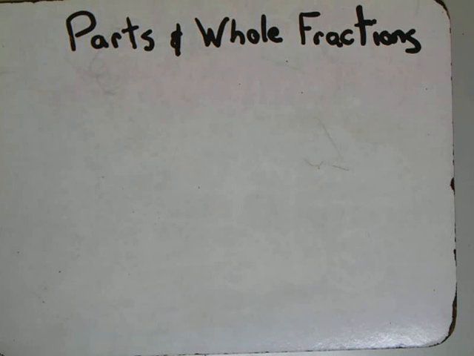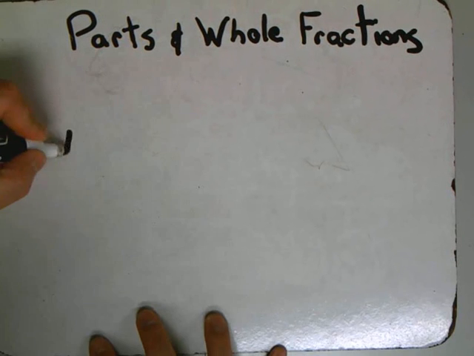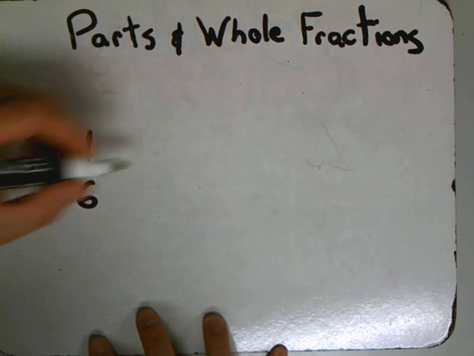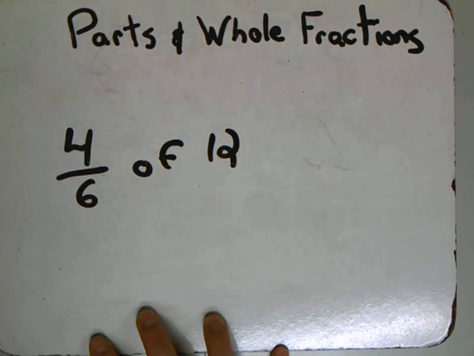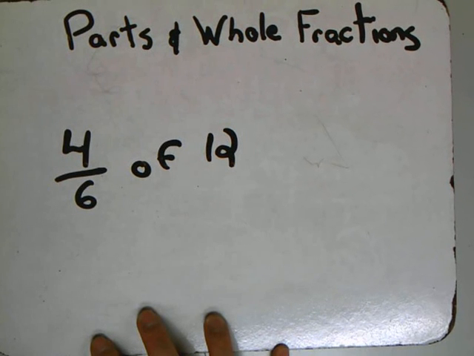So when you're working with parts and whole fractions, once again, there are three different ways you can do this, and you can pick whichever way works for you. Let's go ahead and use another example. Four-sixths of 12. Here's the first way you can do this.